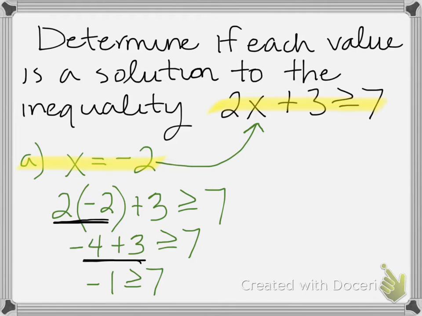Is -1 greater than or equal to 7? No, it's not. -1 is smaller. It's smaller than 7. So the answer is not a solution. X equals -2 is not a solution.